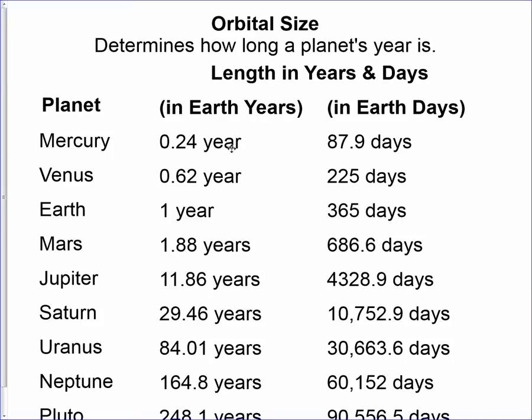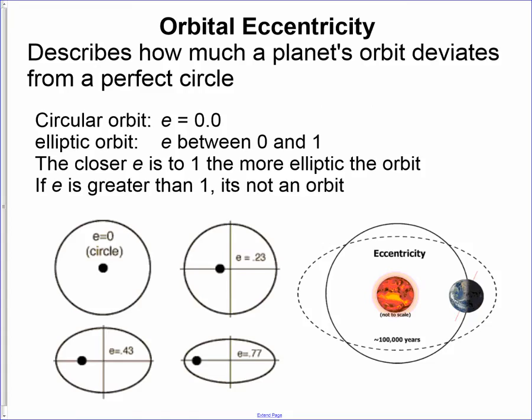Mercury orbits the sun in about 88 Earth days. Venus does it in about 225 days. The Earth obviously orbits the sun in 365 days. Some of the bigger ones are things like Neptune, which takes about 165 years, and Pluto takes about 250 years to get around the sun.